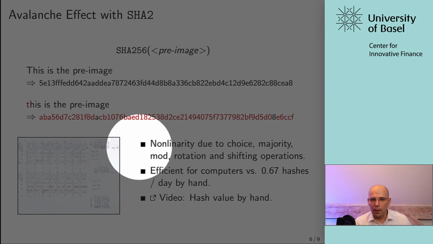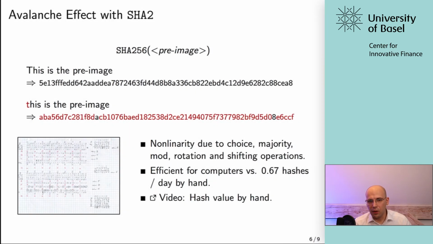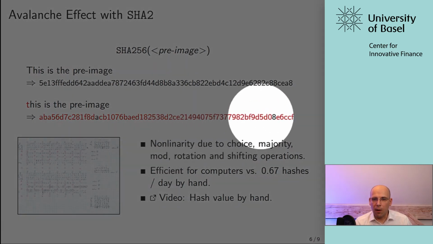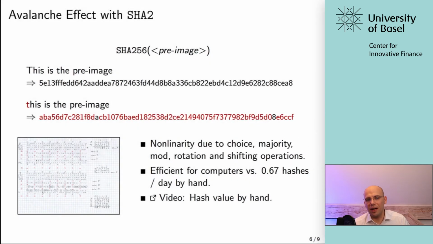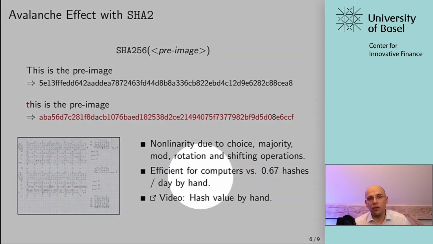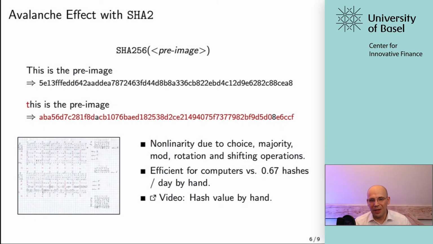Now, what is important is the nonlinearity. There are choice, majority, mod, rotation, and shifting operations in there, and it's really efficient to compute with a computer. But when you do it by hand, you get around 0.67 hashes per day, and of course you will have many errors in there, so you can throw away your work, because there is no way you're going to do all of these operations throughout the entire day without making any mistakes. I can't imagine that this is going to happen.